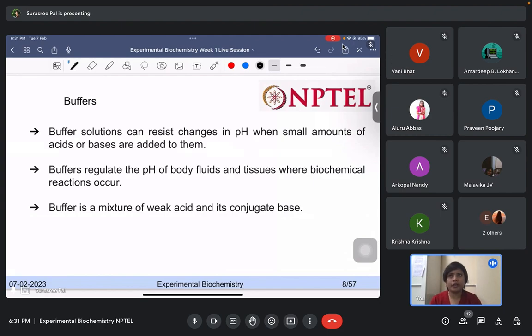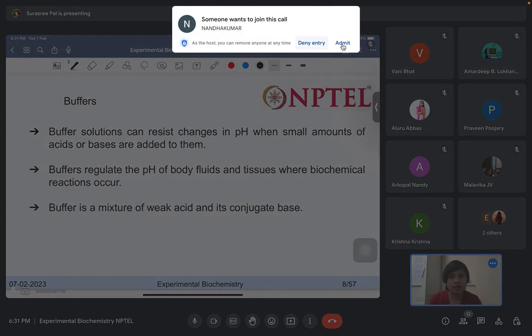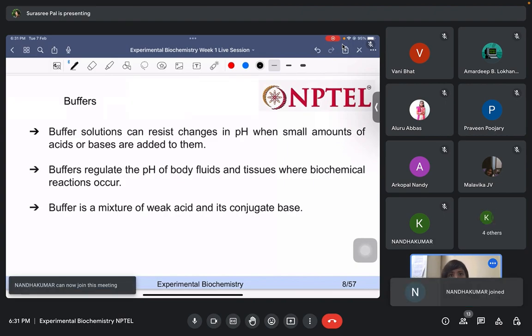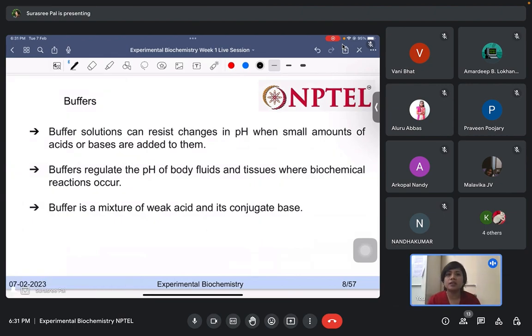So suppose you have taken a particular solution which you want to keep at a particular pH. Now, why is this pH required? Why do we require the pH to be specific, or why do we require the pH to be constant? Now, in biochemistry experiments, what we do is that we try to mimic the cellular environment, or the environment which exists in our physiological condition, right?